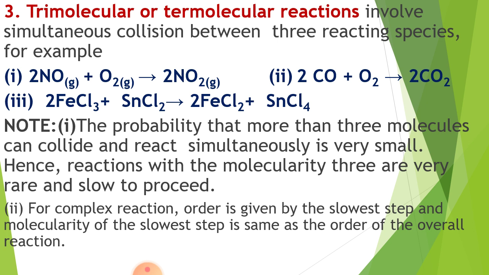So that's why we focus on these reactions also here. Now note, the probability that more than 3 molecules can collide and react simultaneously is very small. Hence reactions with molecularity 3 are very rare and slow to proceed. That's why molecularity more than 3 is not possible. Second point to note, for a complex reaction, order is given by the slowest step, and the molecularity of the slowest step is the same as the order of the overall reaction.